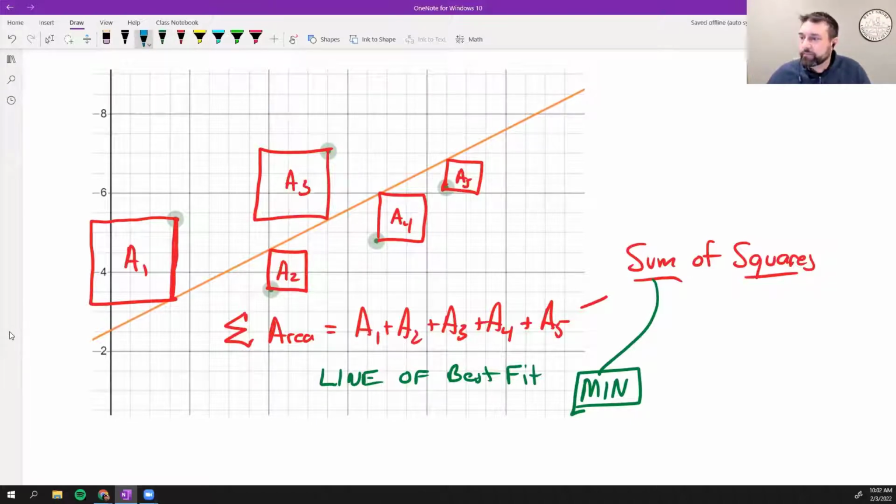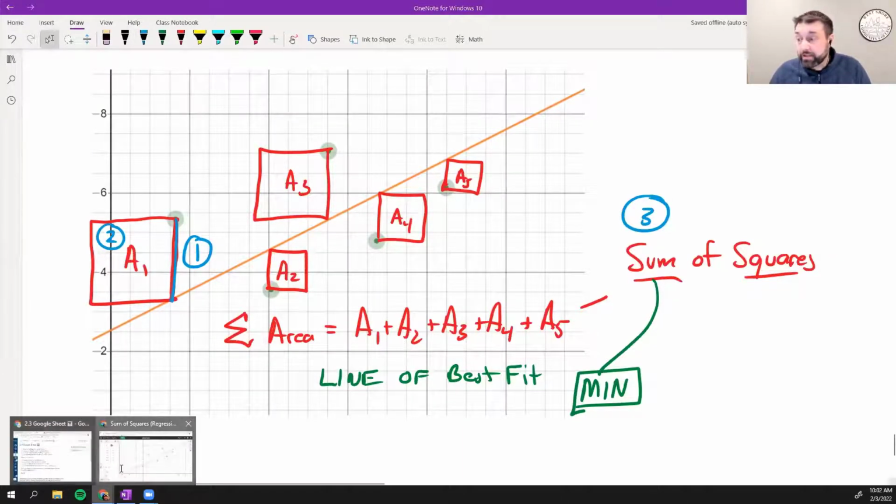Okay, so remember these steps. Step number 1, find this distance. Step number 2, square it to get the area. Step number 3, add them all up. Remember those 3 steps because we're going to get mathy and do some math to do those 3 steps. So this conceptually is what we're doing. Now let's do it mathematically.